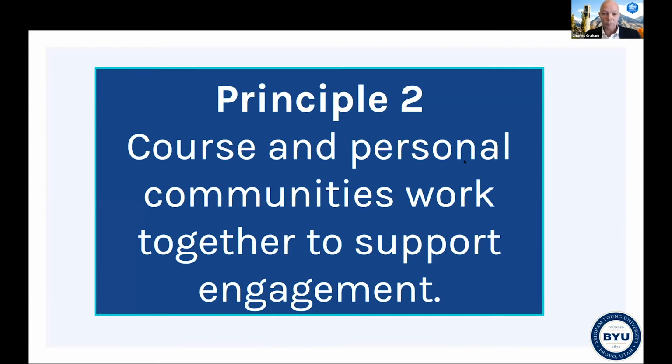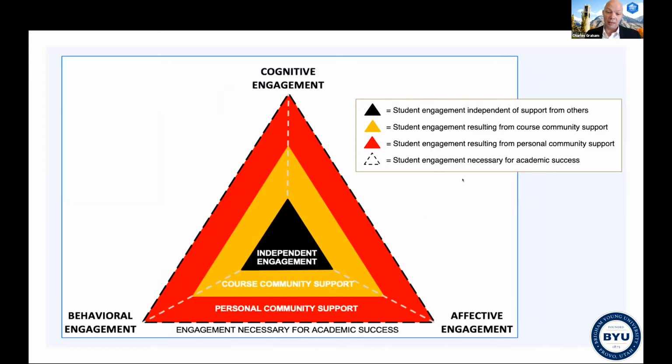Principle 2, course and personal communities work together to support engagement. So a second part of this academic communities of engagement framework is that there are two parallel communities that are supporting students. This yellow triangle space represents what we provide as an institution, the course community, the teachers, the peers, the support structures within the course. And then the red around it is the personal community that students bring that help them close that engagement gap.